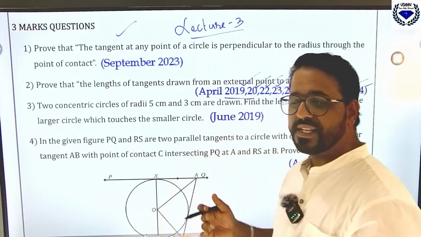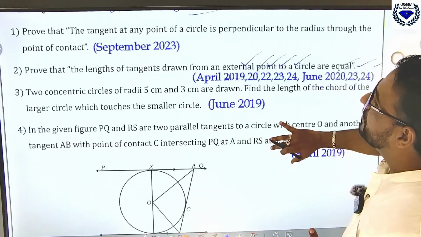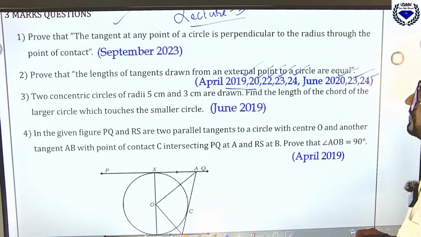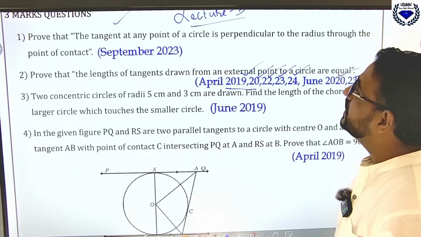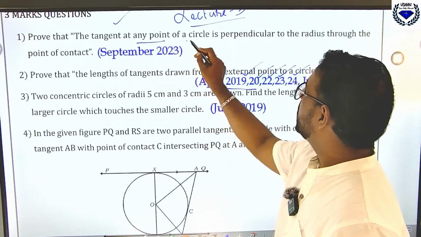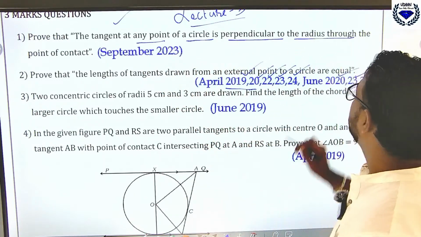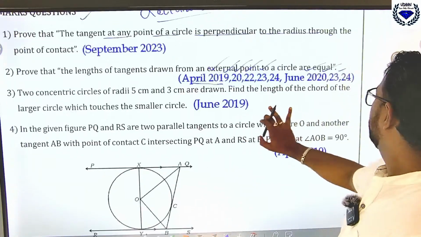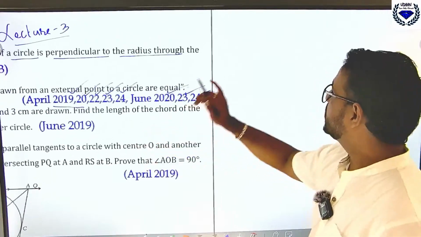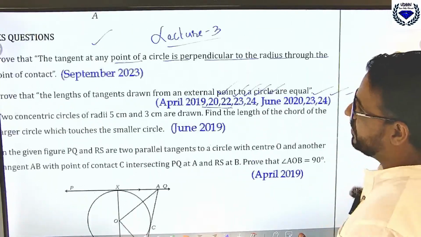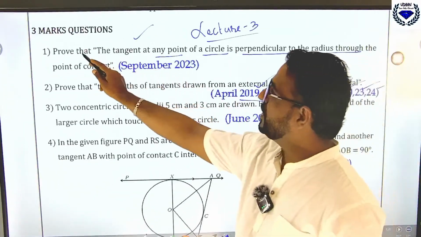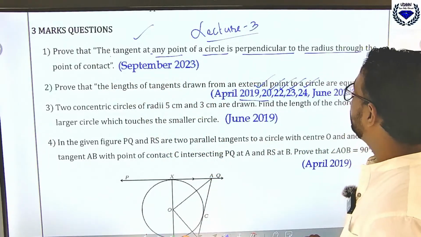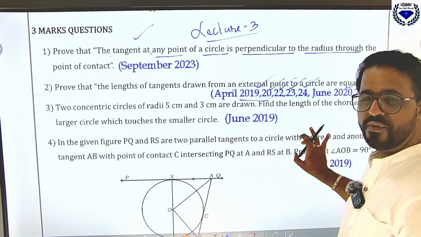Let us begin our discussion on: prove that the tangent at any point of a circle is perpendicular to the radius through the point of contact. So how to solve this? In order to solve this question, first you should write the statement. Whenever you want to solve, you should write the statement, that is, the tangent at any point of a circle is perpendicular to the radius through the point of contact.